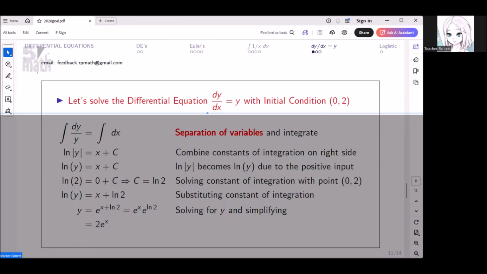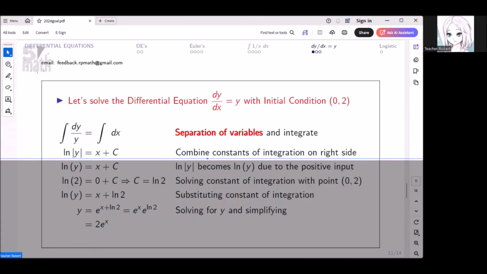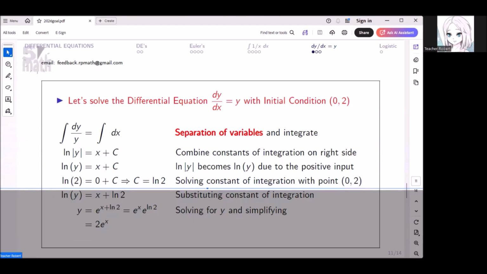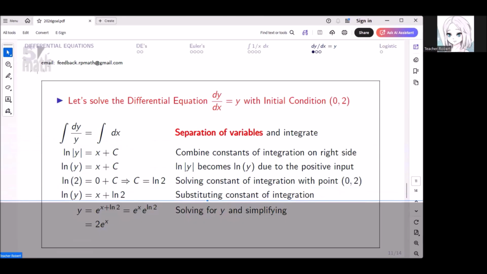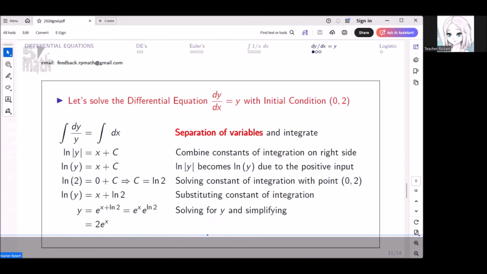Let's solve the differential equation dy dx equals y with initial condition 0, 2. Separation of variables and integrate. Combine constants of integration on right side. Ln absolute value y becomes ln of y due to the positive input. Solving constant of integration with point 0, 2. Substituting constant of integration. Solving for y and simplifying. And we get y equals 2e to the x.